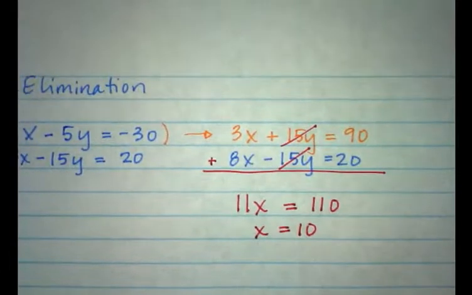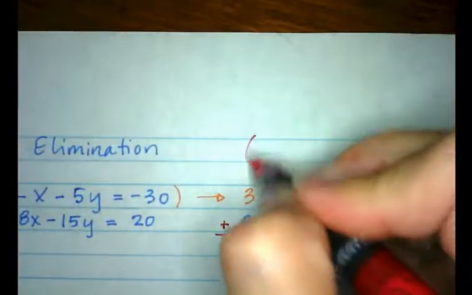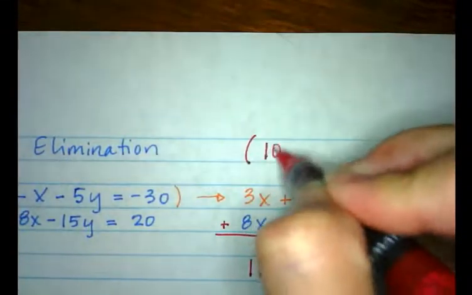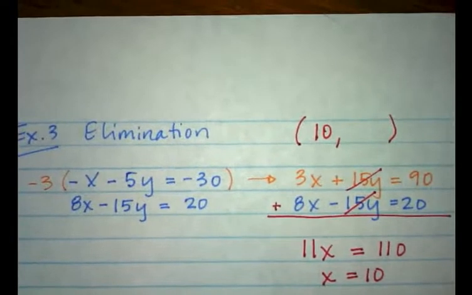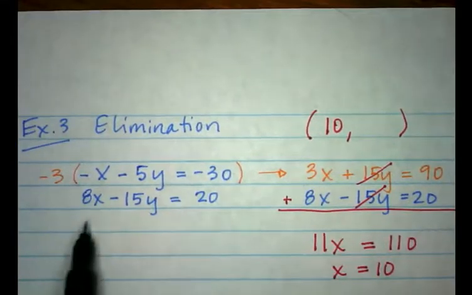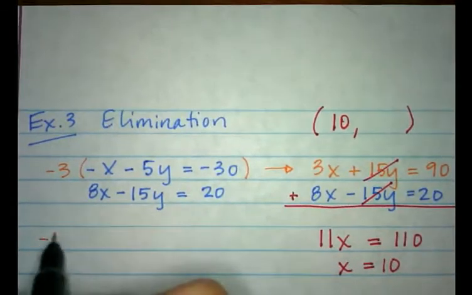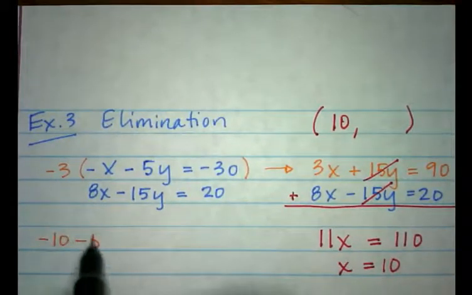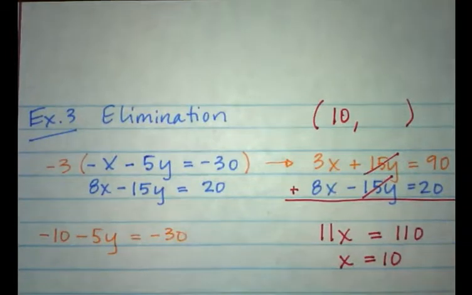But remember, we're not done because we're trying to figure out the ordered pair. But I do know that these 2 lines will meet at 10 something. So now we can go back and we can fill in whichever one we want. I'm going to go ahead and just fill in this first one, I guess. So if I fill in x with 10, I'll have negative 10 minus 5y equals negative 30.